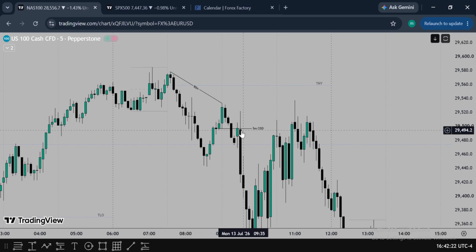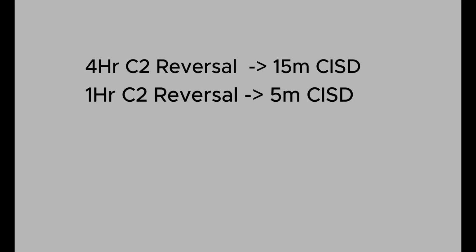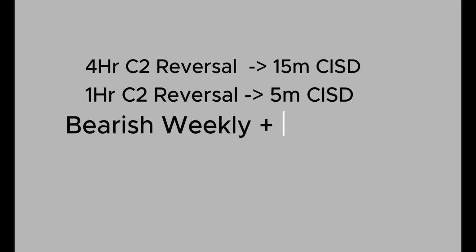So to summarize our analysis, we have a 4-hour bearish candle closure confirmed with a 15-minute change in state of delivery, and also a 1-hour bearish candle closure confirmed with a 5-minute change in state of delivery. On top of that there is a bearish weekly sequential asymmetry and also a 90-minute sequential asymmetry.